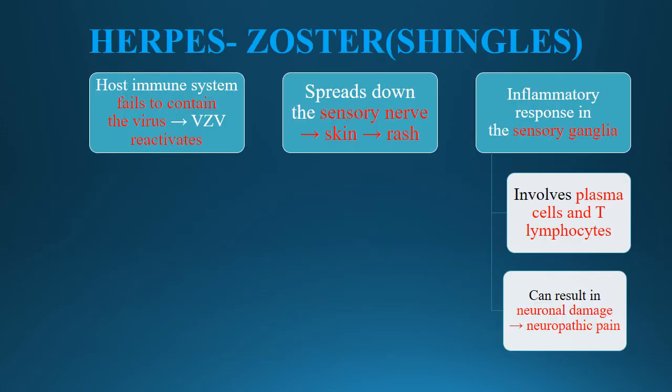Next, herpes zoster virus, shingles. The host immune system fails to contain the virus and it reactivates the Varicella zoster virus. Then it spreads down the sensory nerve and causes skin rashes. Then an inflammatory response in the sensory ganglia involves the plasma cells and the T lymphocytes and can also result in neuronal damage and neuropathic pain.